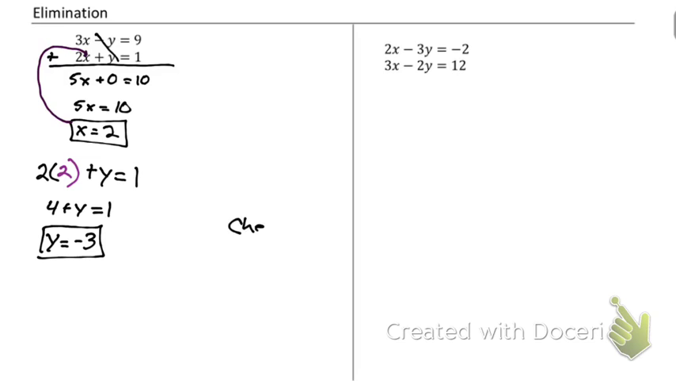But I'm going to actually write it out this time because it is our notes. So our check would look something like this. We're going to replace all the x's with 2. So we'd have 3x, but instead of that x, we're going to put 2.